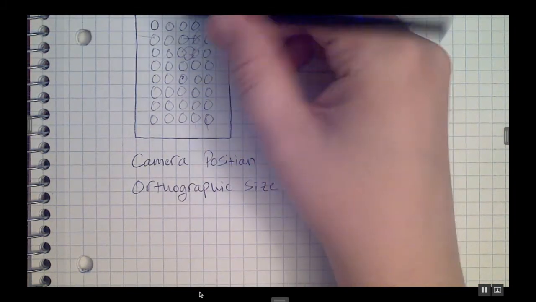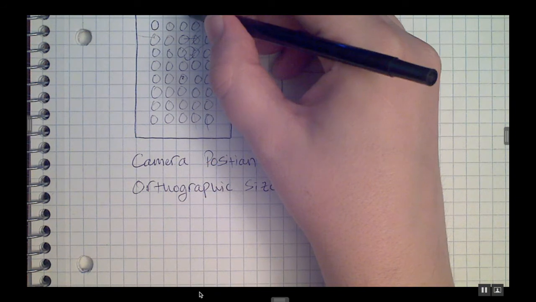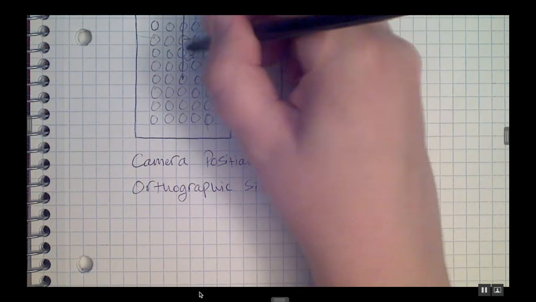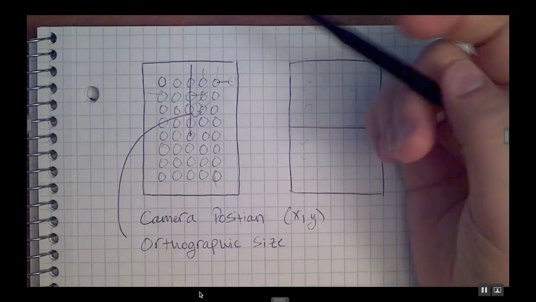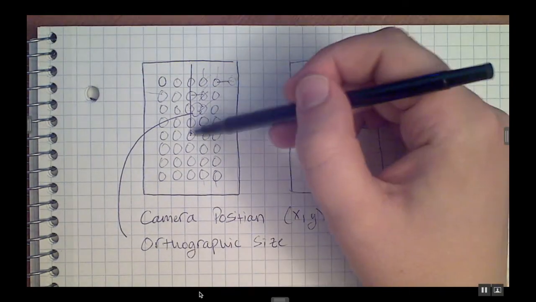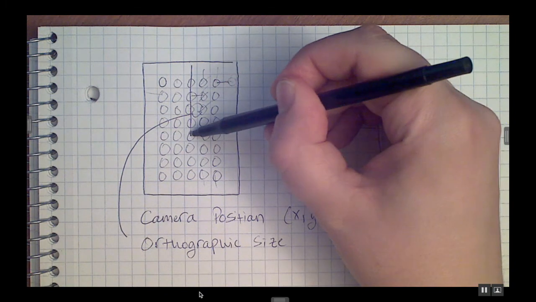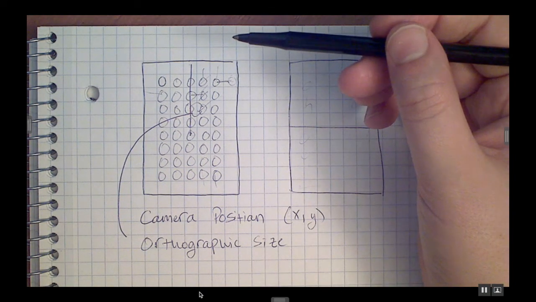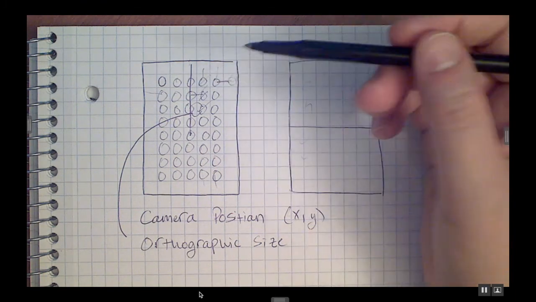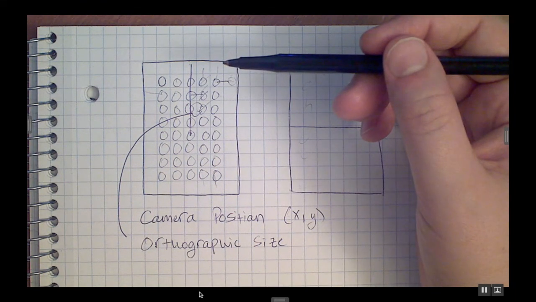Anyway, orthographic size in Unity is how many Unity units there are from where the camera is to the top of the frame. So the distance from here to here is the orthographic size. If the orthographic size is 5, that means there are 5 Unity units from the camera to the top of the frame. And if you change your frame, the camera will adjust for that.